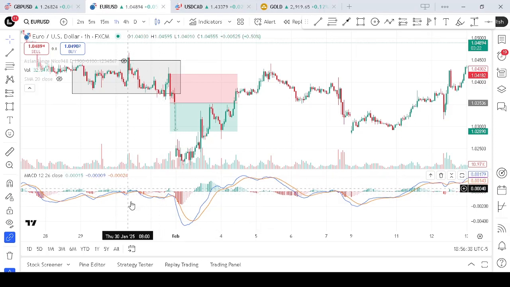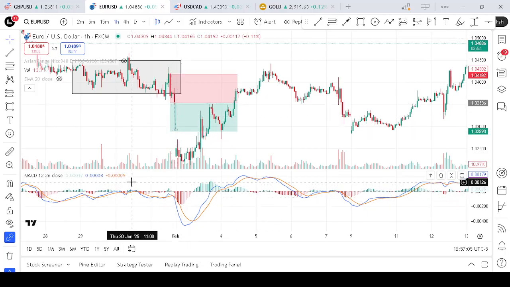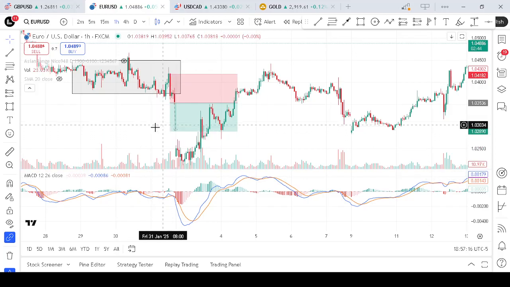Now, the MACD histogram is a signal of momentum reversal. If the histogram starts shrinking after expanding, it may indicate weak momentum. At this area, it was giving us a weak momentum before eventually price started coming down and the momentum increased. That's what it means.